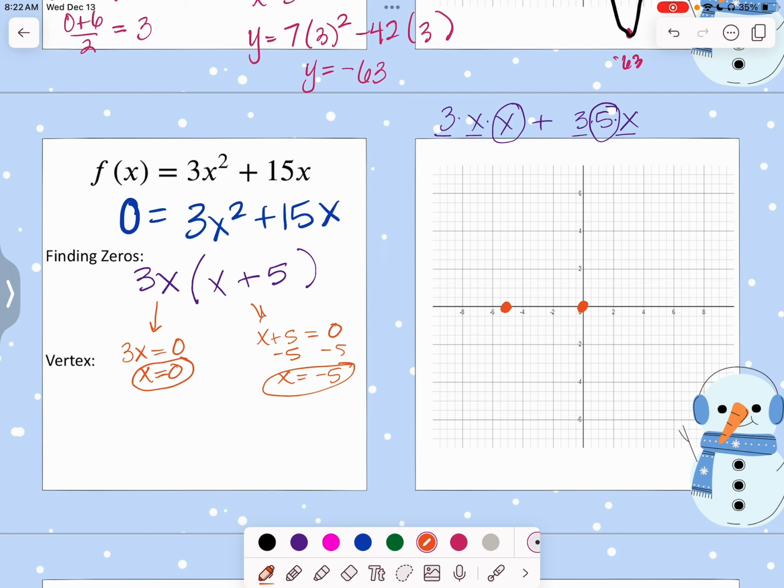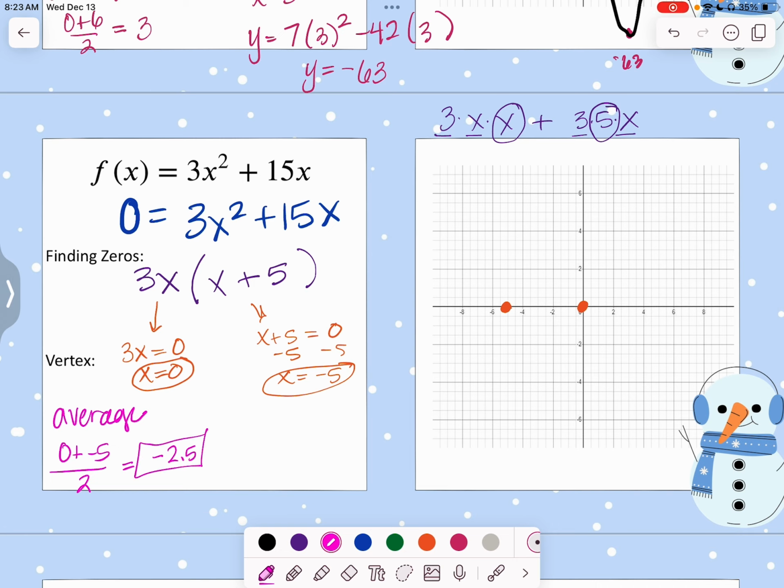Okay. To find the vertex, I need to go halfway between 0 and 5. I'm going to find the average. Sorry, 0 and negative 5. So 0 plus negative 5 over 2 is negative 2.5. You can use a calculator for that.